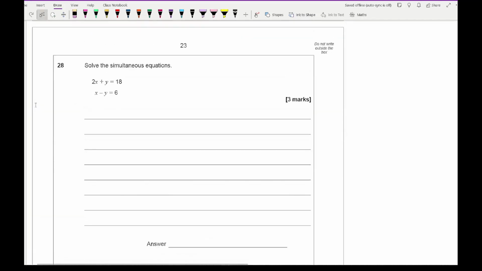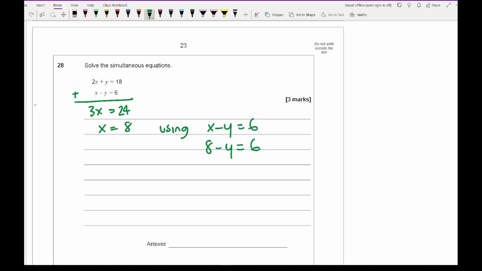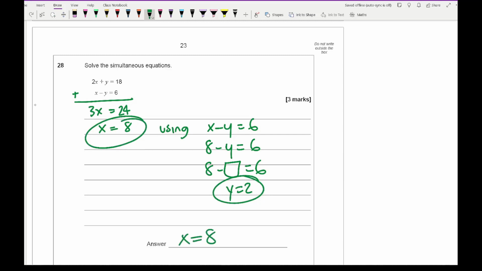Moving on to our last question, which is looking at simultaneous equations. So for this, what you want to do is have the same number of x's or the same number of y's. Now in this question, we've got the same number of y's, so I'm going to simply take them away, or add them together. So I've got 3x equals 24, x equals 8, and using x minus y equals 6, 8 take away y equals 6, 8 minus what gives you 6, that's 2. So then using these two values, I get my answer of x equals 8 and y equals 2.